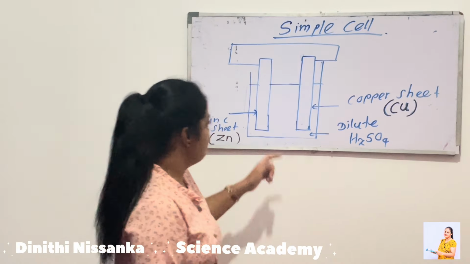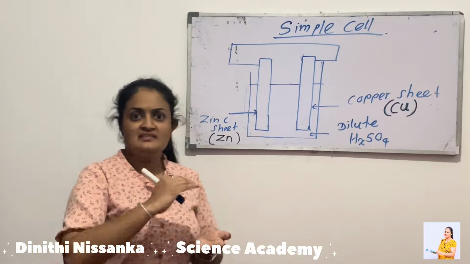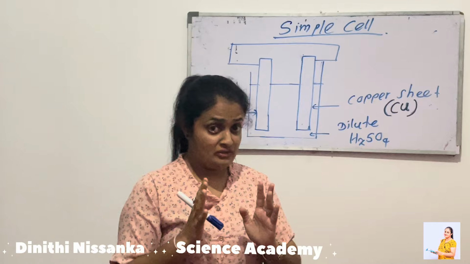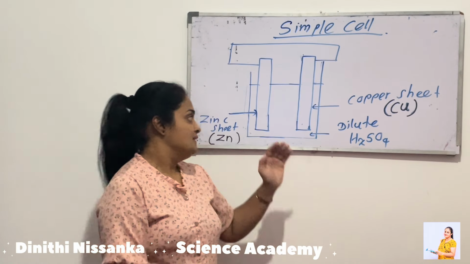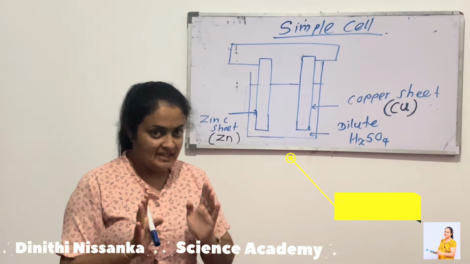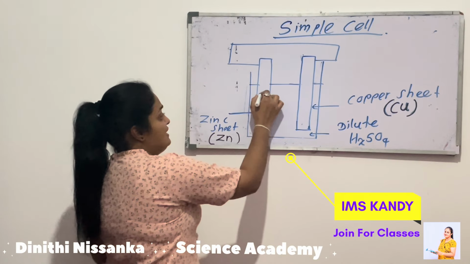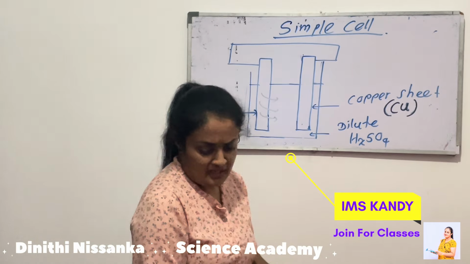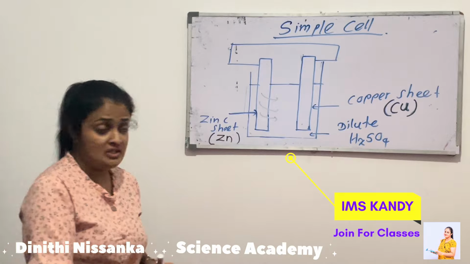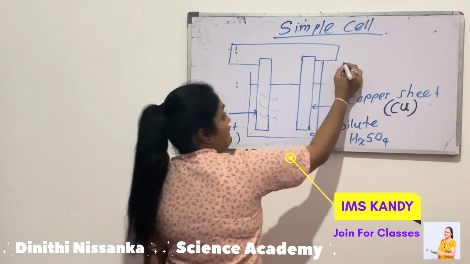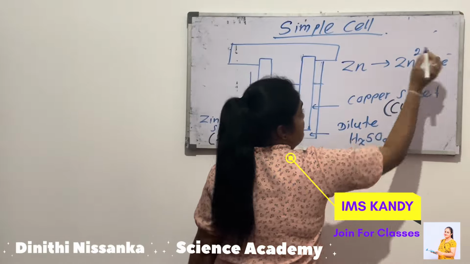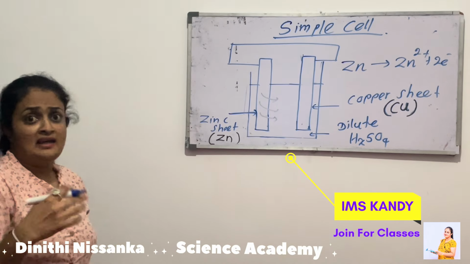Here, if you consider these two metals, zinc is above copper in the activity series. Therefore, according to the theory, the metals above in the activity series tend to oxidize. Therefore, the zinc sheet is oxidized and releases Zn2+ ions into the aqueous solution. Let's write the equation now. Right, zinc is oxidized and releases Zn2+ ions and electrons, right?